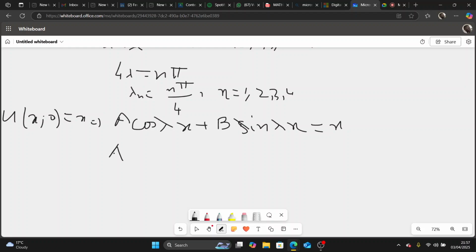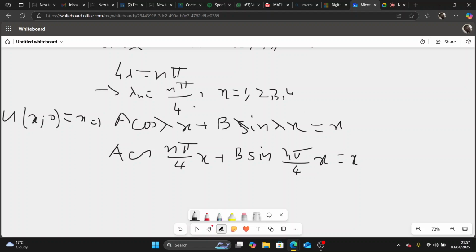You have a cos, right? Remember, we've got lambda's value here, the given values. Do you agree? Yes. Which is what? n pi over 4 x. Do you see it? Plus b sine(n pi over 4 x), everything to be equal to x. You see how we're going to solve this: x here, this is equal to this function.